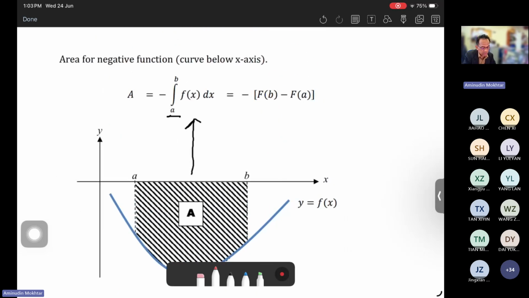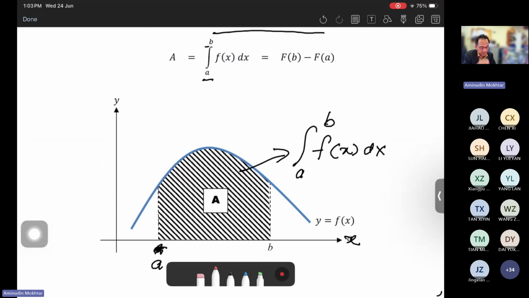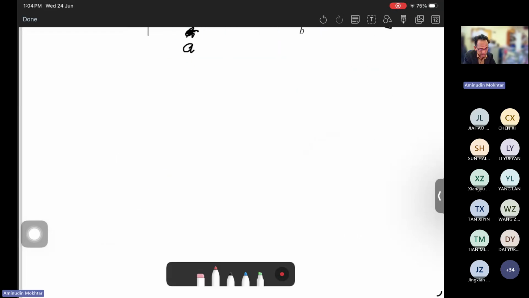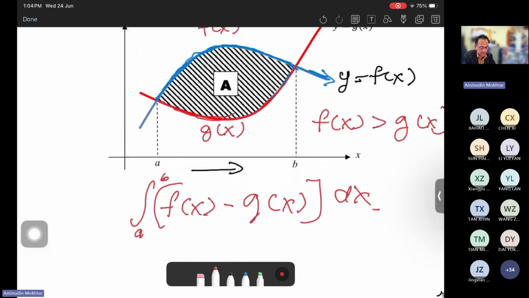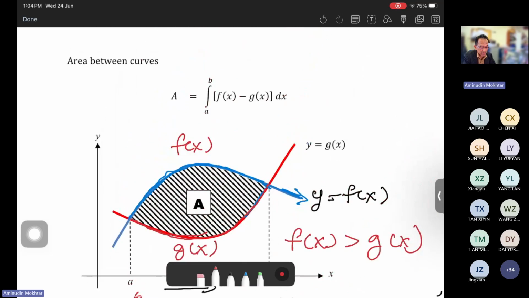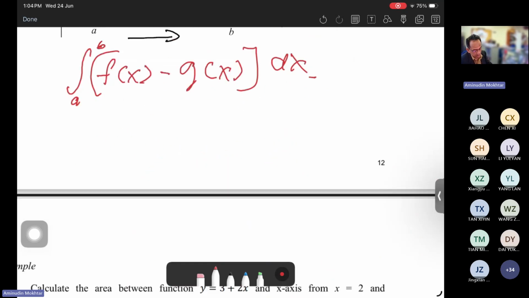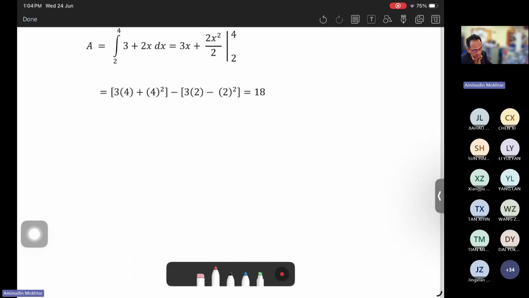Okay, there are three situations here. The first one, when the area is above the x-axis. The second one, when the area is below the x-axis, we need to take the negative definite integral. Situation number 3 is the area between curves. Okay, let's look at one example here.